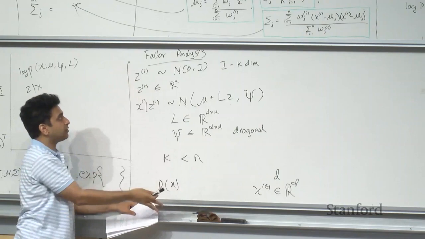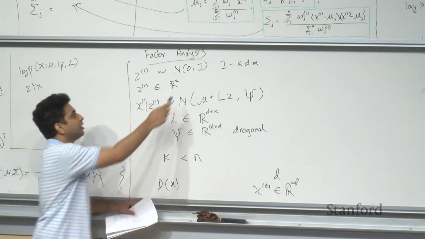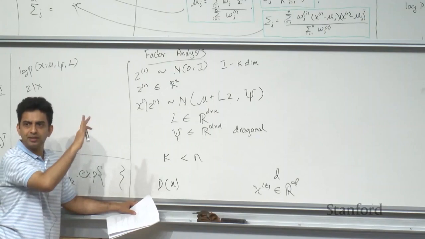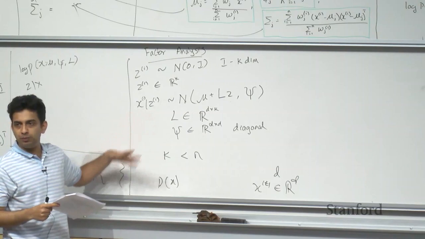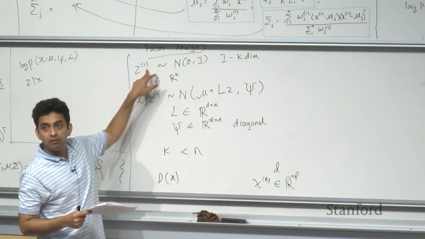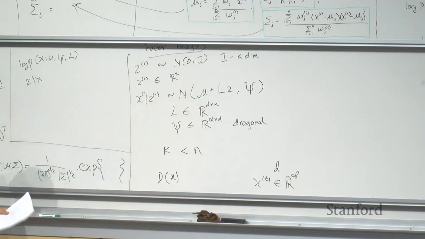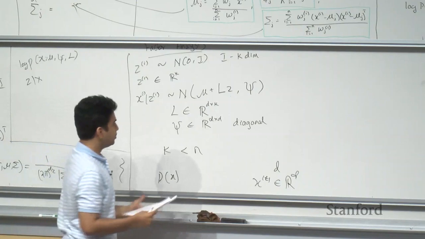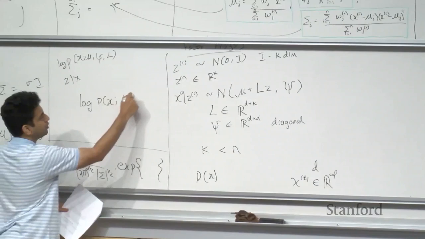That's just an assumption that we're making. The assumption that Z has mean 0 and identity covariance is just an arbitrary assumption, and most of the time that's good enough. Making an assumption that our X's have mean 0 and identity covariance would be absurd, but we have this offset mu and scaling L that we applied to Z. The L and mu make up for the fact that we don't have any degrees of freedom here. Now our goal, using this set of assumptions, is to learn log P of X given mu, L, and psi.